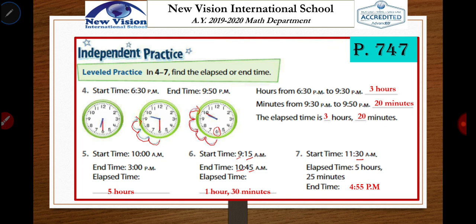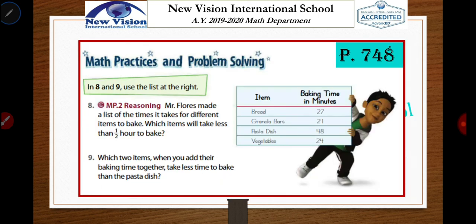Very good. Good job. Next, we have here the math practices and problem solving on page 748. Okay, number 8. Mr. Flores made a list of the times it takes for different items to bake. Which items will take less than 1/2 hour to bake? Okay, so we have the items, the bread, granola bars, pasta dish, and vegetables.